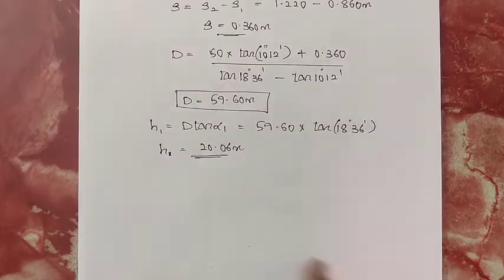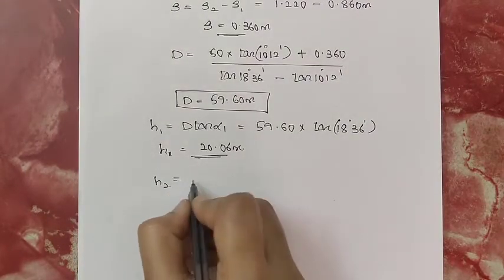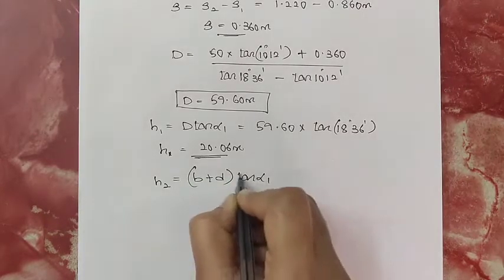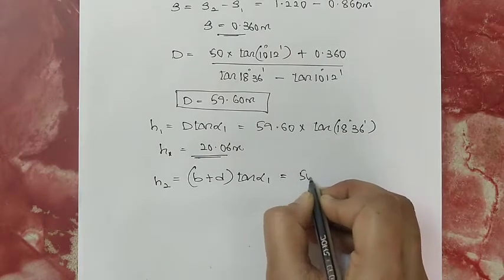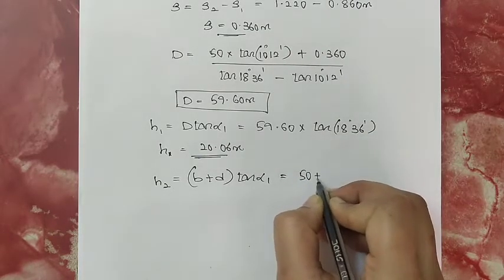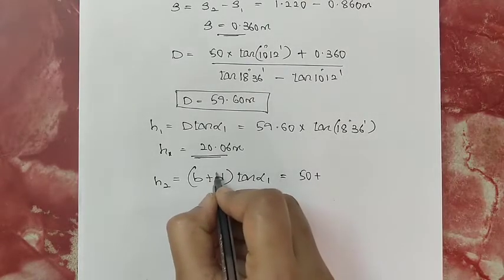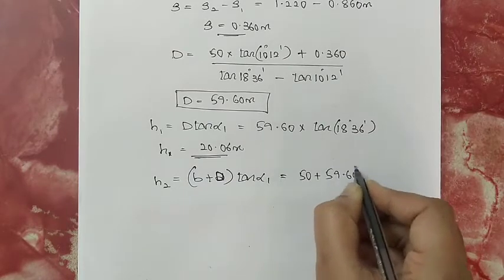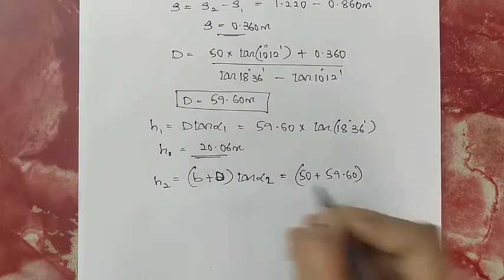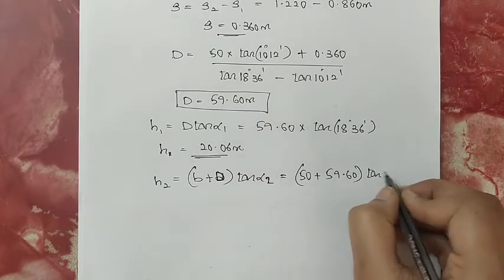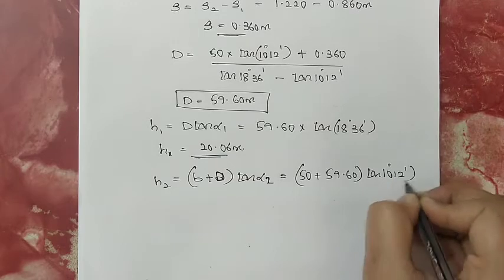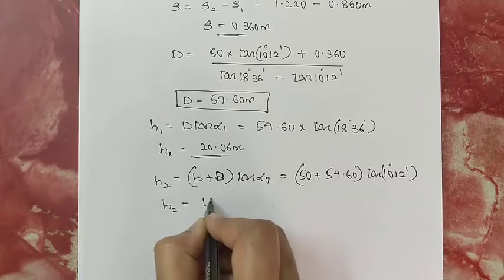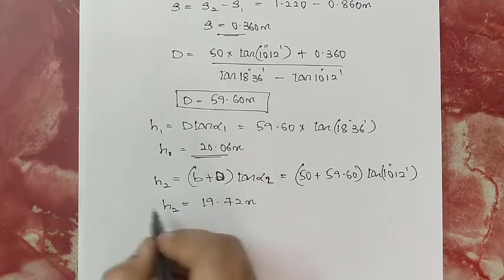Okay, next you calculate H2 value. H2 will be equal to what? B plus D into tan of alpha 1. Okay, that will be equal to B is 50 plus D, you can write it as capital D itself. Okay, that is 59.60 into tan of alpha 2. Sorry, that is tan of alpha 2, it is 10 degree 12 minutes. Okay, upon simplification, you will get H2 value as 19.72 meter.